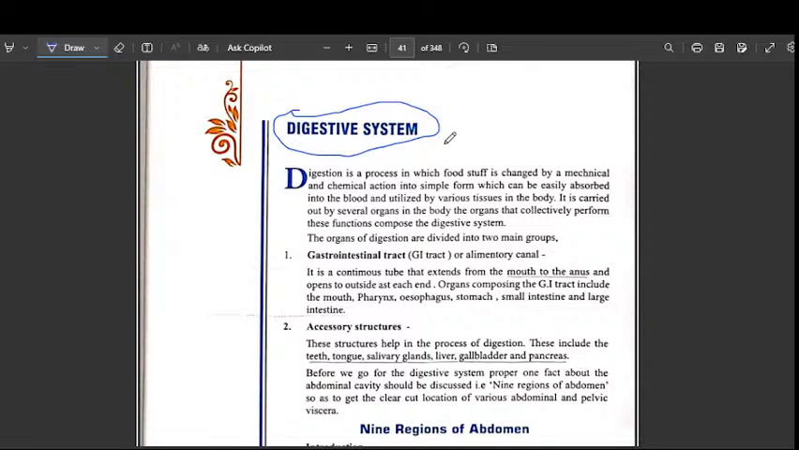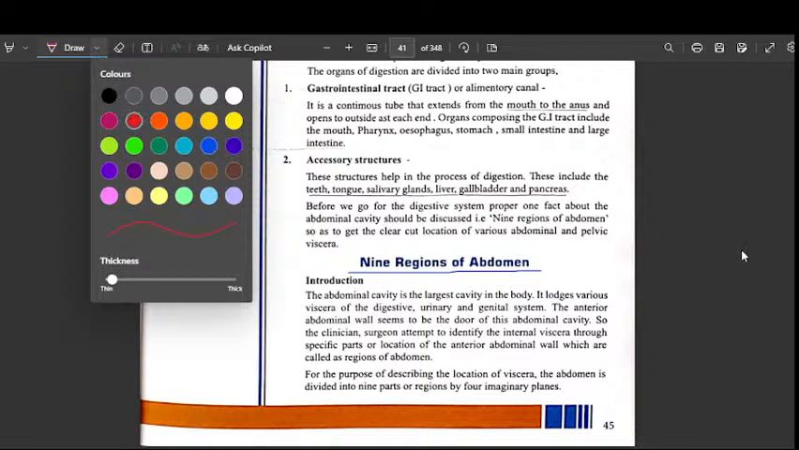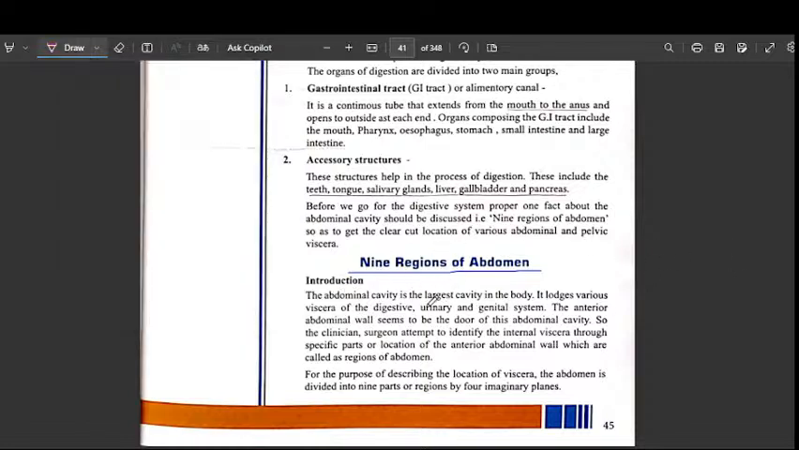Before we go to the digestive system proper, one fact about the abdominal cavity should be discussed. That is the nine regions of abdomen, so as to get a clear-cut idea of various abdominal and pelvic viscera. So nine region abdomen means that we are trying to divide the abdomen from the upper side, which helps to indicate the structures' position.